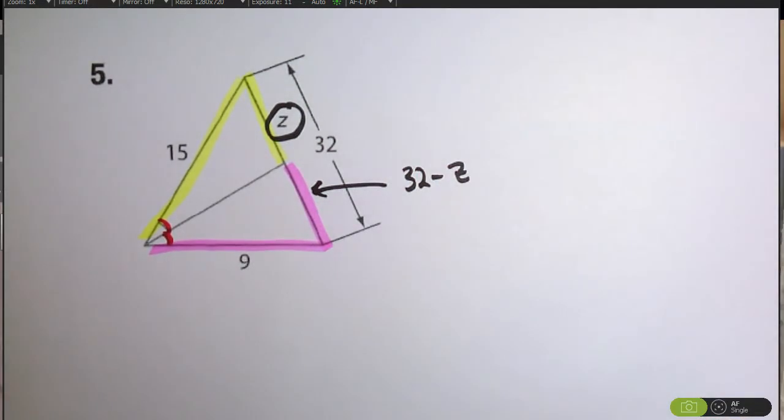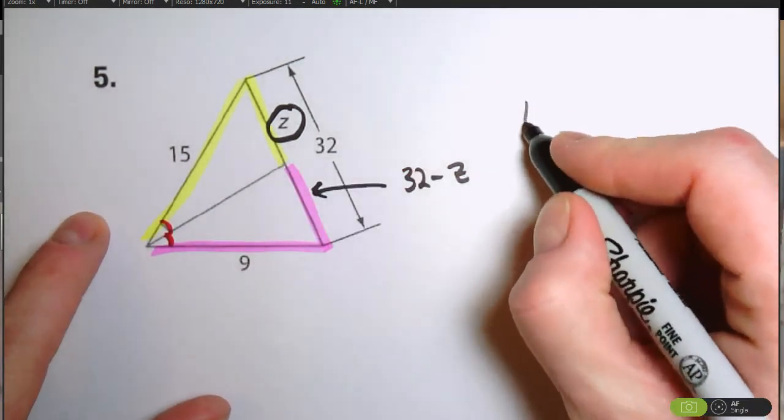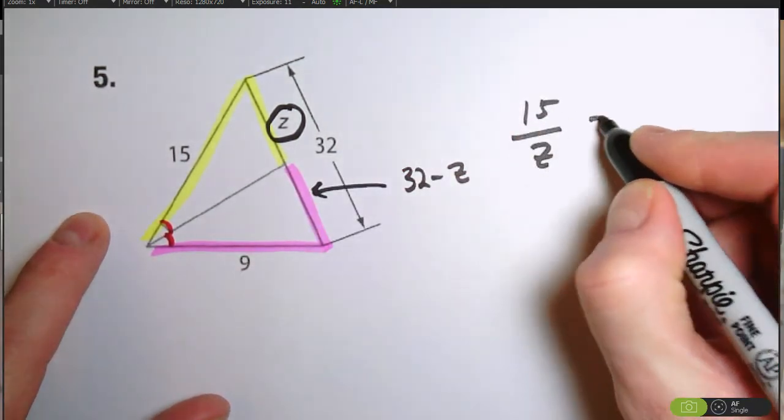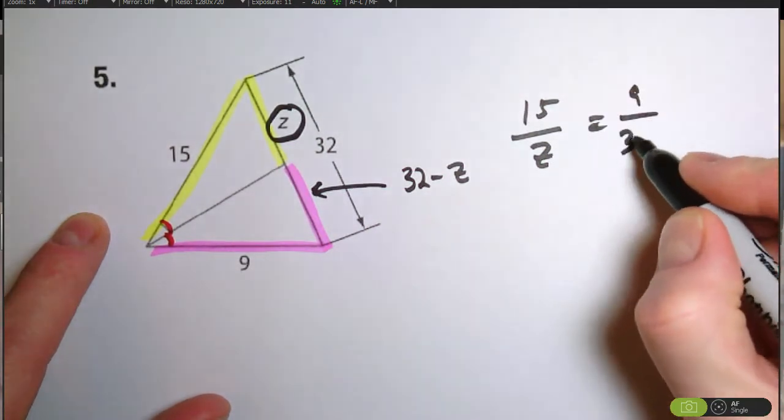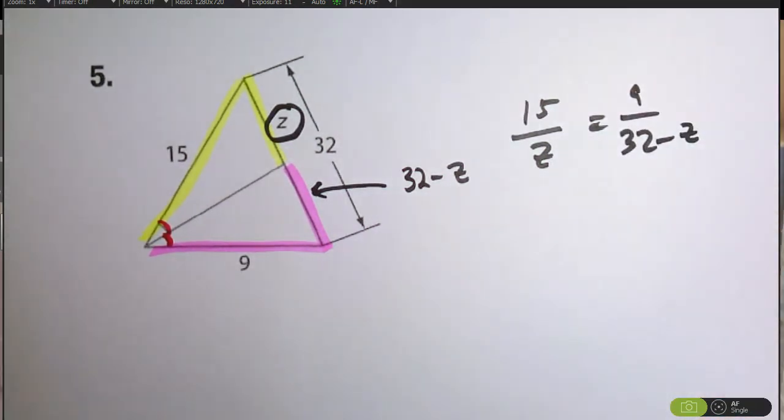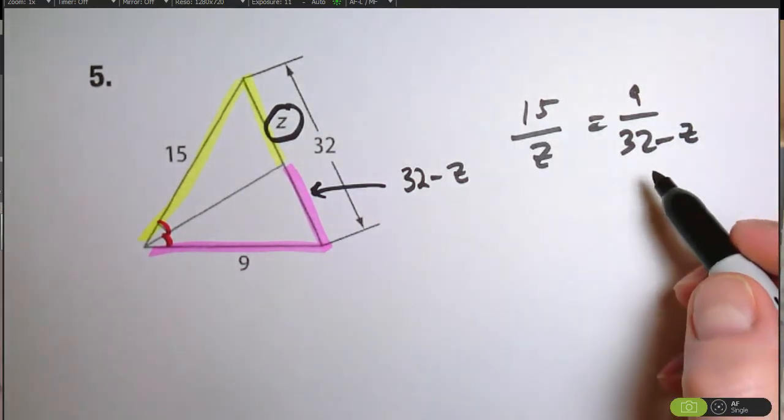Now the unfortunate thing about that is it makes it a little ugly to solve. But I'll show you some tricks to simplify this just a touch to make it a little bit easier for us. So 15 over z equals 9 over 32 minus z. Now, if I set it up like this, I'd be going, ugh, I got to do 15 times 32. Not a pleasant number to do.